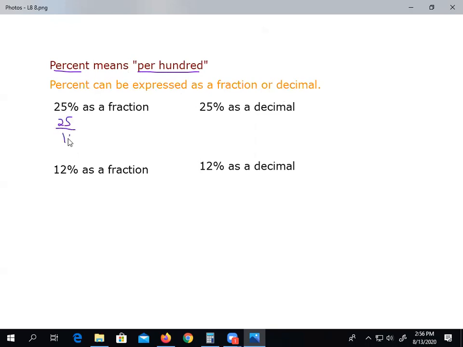So remember that little percent symbol means per 100, or in other words, divide by 100. So it becomes that fraction. And again, if I reduce it, we know that I can divide both by 25 and I could reduce that into 1/4. So as a lowest terms fraction would be 1/4.